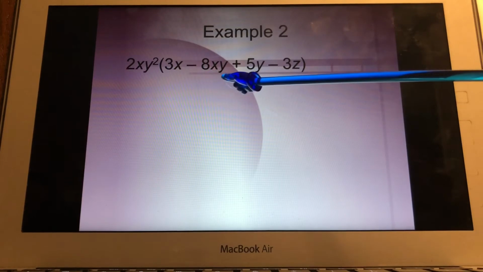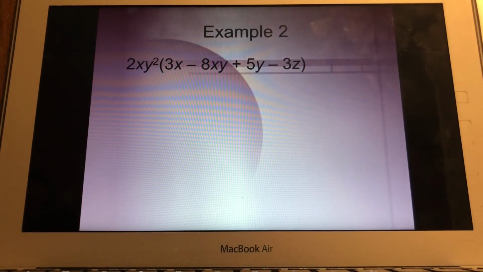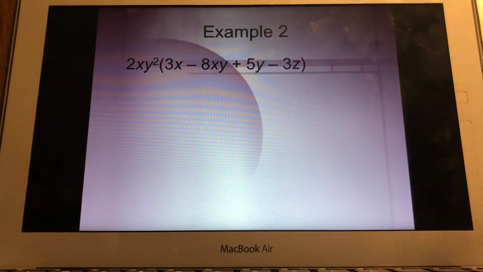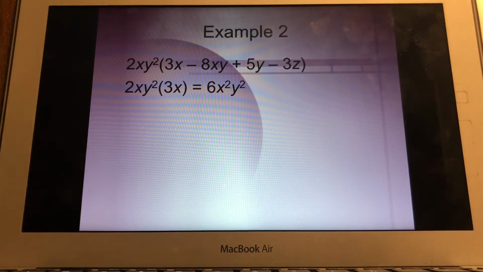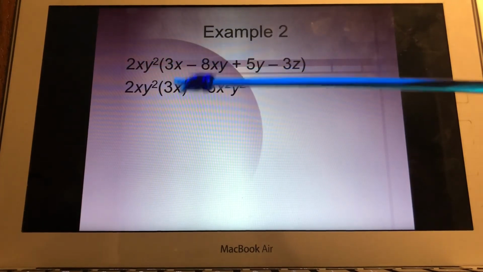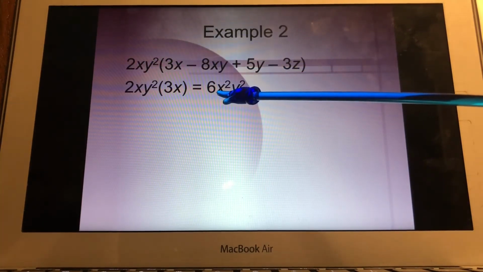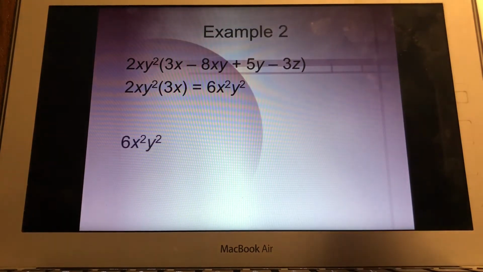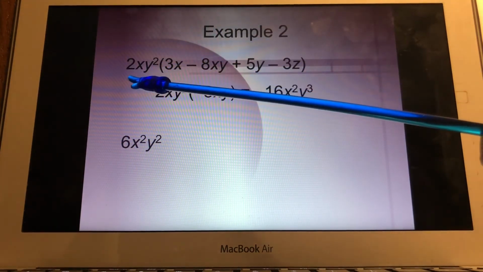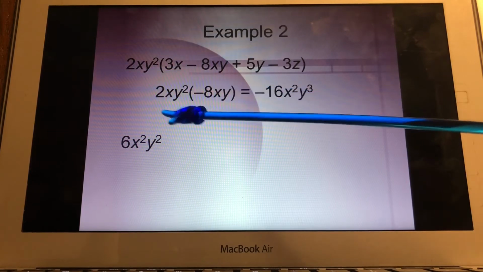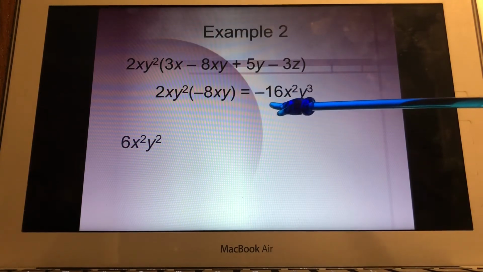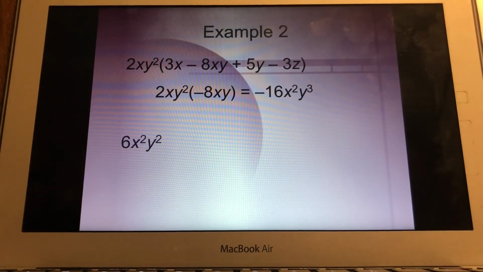Now I have an even bigger polynomial here, and I want to distribute 2xy squared, and I've got to distribute that through the parentheses. So first 2xy squared times 3x. That's going to give me 6x squared y squared. Then I have 2xy squared times minus 8xy. That's going to give me negative 16x squared y cubed.